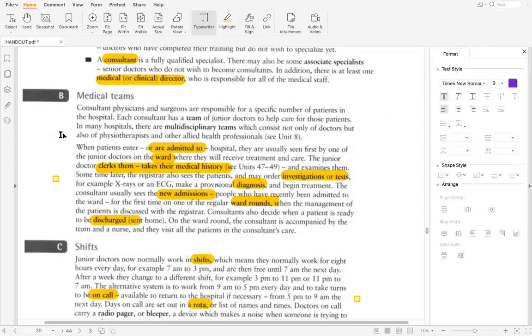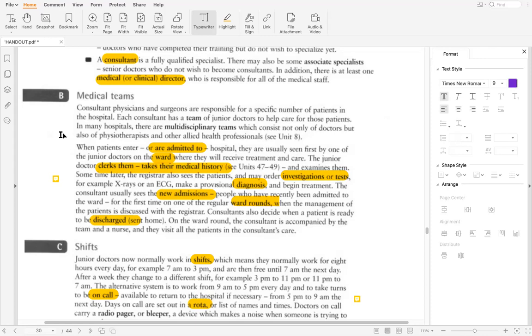When patient enter or admitted to hospital, we say patient is admitted to. Patients are admitted to the hospital. They are usually seen first by one of the junior doctors. So first, a junior doctor examines the patient. On the ward where they will receive treatment and care, the junior doctor clerks them.